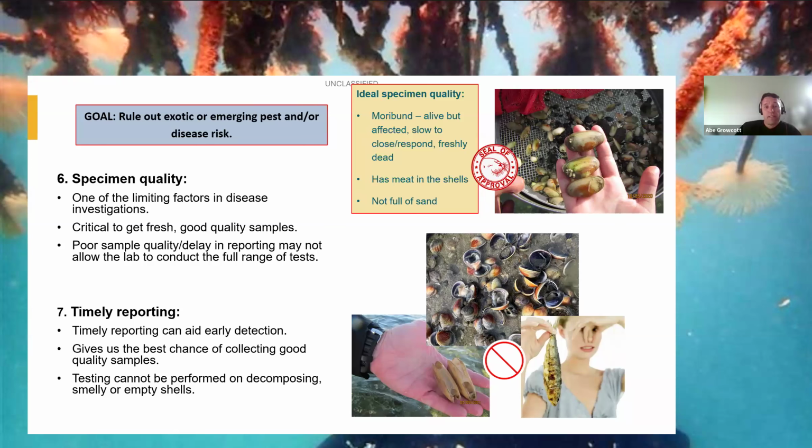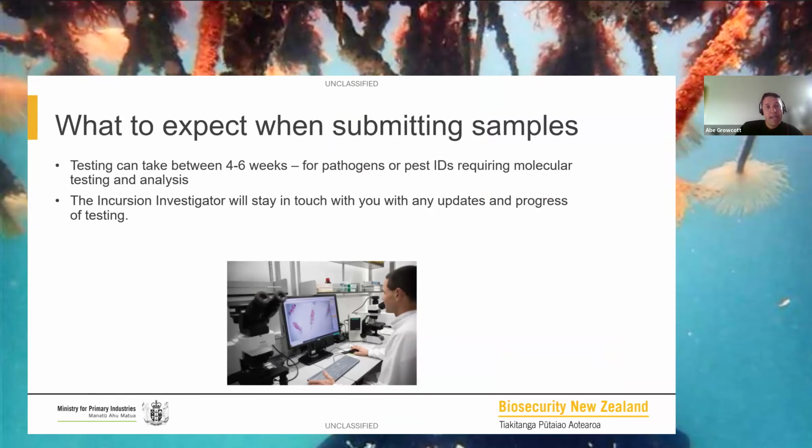But we can help you with that. That's not a problem at all. You can just ring the 0800 number and we can give you the best practice instructions, and what to expect when submitting samples, either for a pest ID or for disease diagnostic testing.